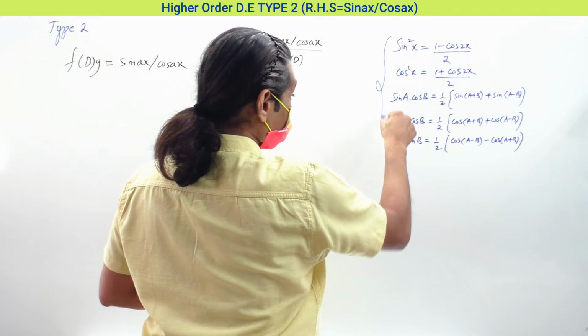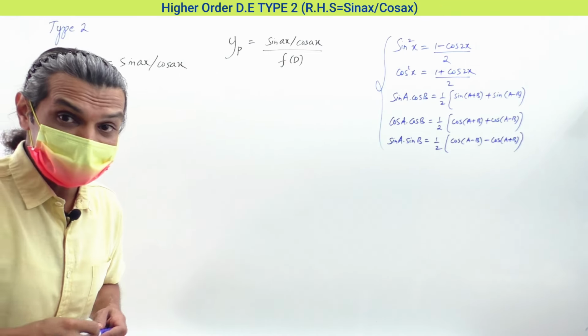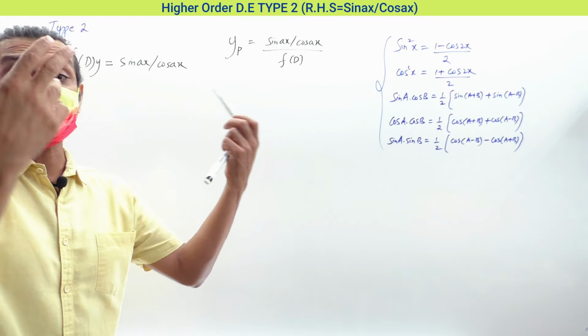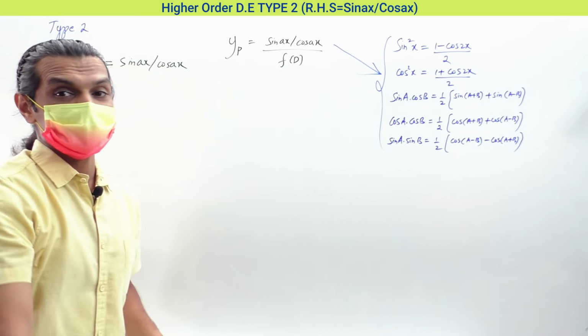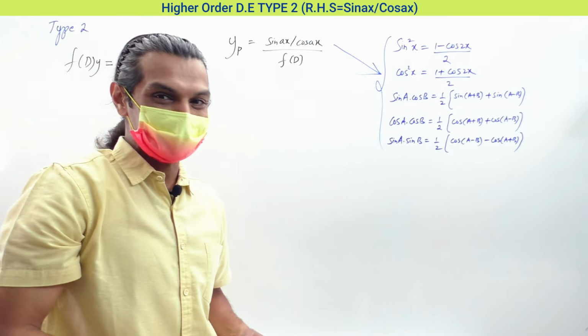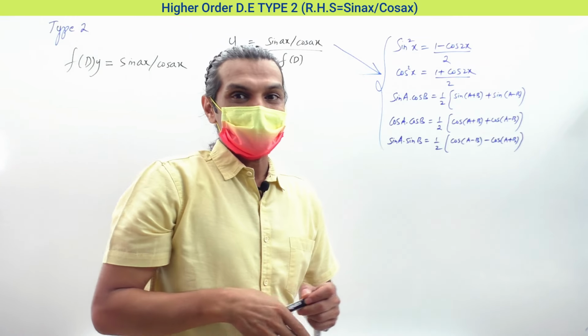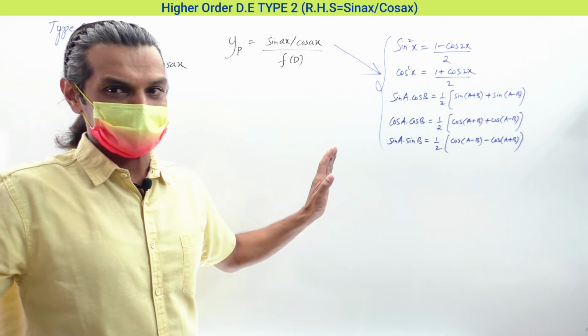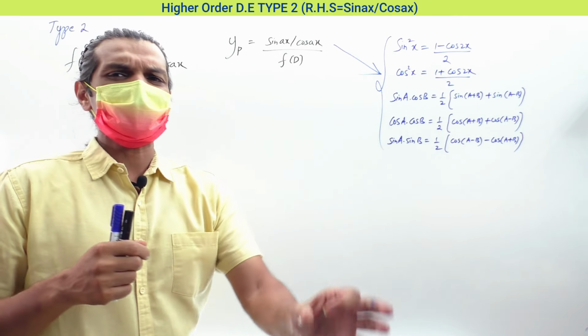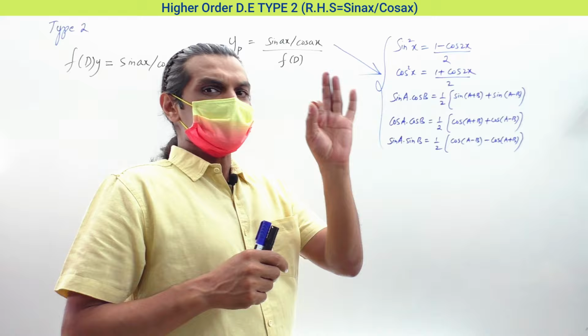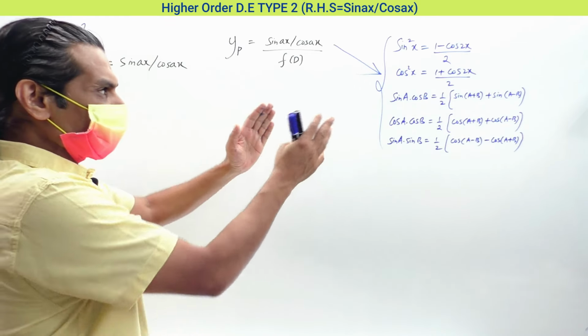That means if the right hand side is either sin ax or cos ax or any of these types, we call it type number 2. Remember it. I am making everything crystal clear for you here. This method is a little complicated, but if you follow this, it will be very easy for you. So be attentive, listen carefully.